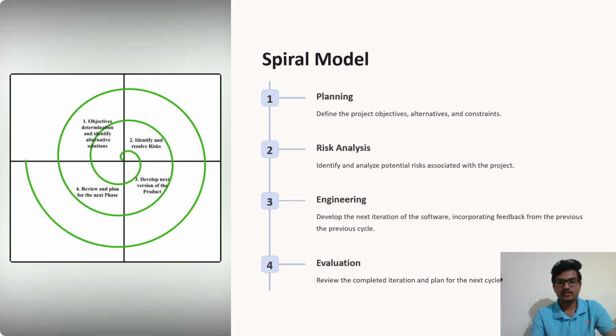Then coming to evaluation. It involves reviewing the completed iteration and planning for the next cycle. So the diagram given here is of the spiral model, which involves objective determination and alternative solutions. Second is identifying and resolving the risks. Third is developing the next version of the product, and fourth is reviewing and planning for the next phase.